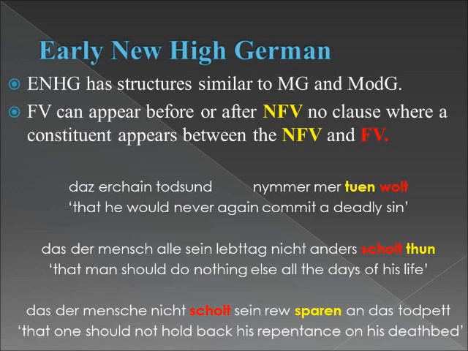The second sentence, the finite verb appears before the non-finite verb, but at the end of the clause. That's not too common in Modern German. The finite verb would have to appear at the end. And then in the third sentence we have the finite verb that appears before the non-finite verb, but there are some constituents that are separating them.